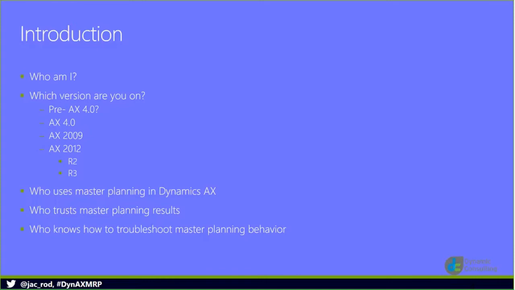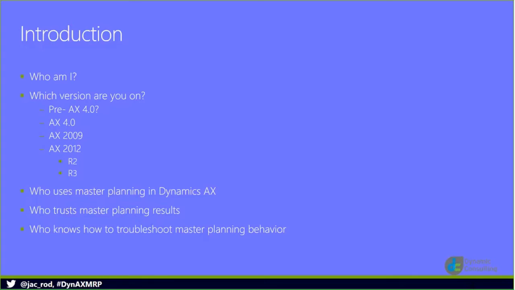And then again, as far as people who use master planning and who trust the master planning results, usually in the groups I have about 10% of the people say they're actually using master planning. And then out of those 10% of people, I usually have 1% or 5% of those people that trust the results and can understand how to troubleshoot master planning if it throws results that you're not expecting or that don't look right.